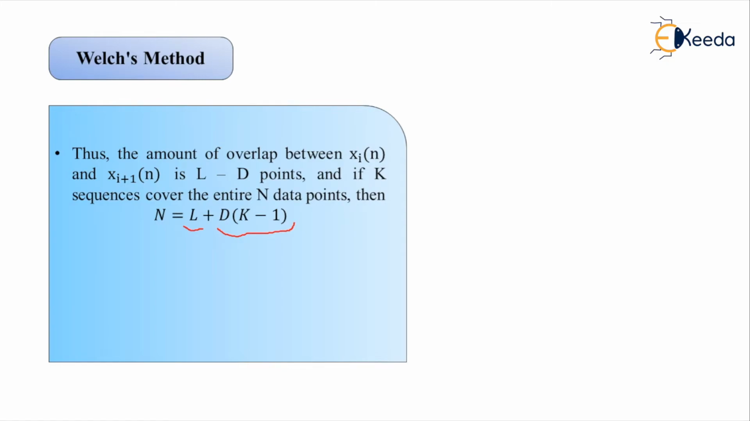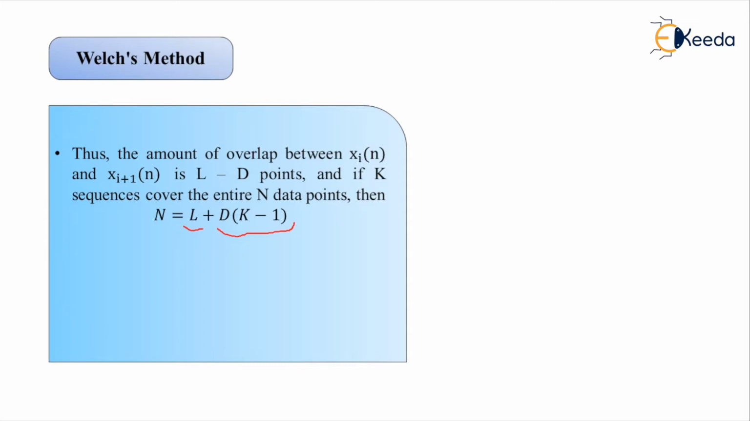If we take an example with no overlapping, then the offset point D is equal to the entire length of the discrete time sequences L. So D is equal to L. In that case we have K equal to capital N by L sections of length capital L, as in the previous method that we saw as Bartlett's method in our eighth topic.